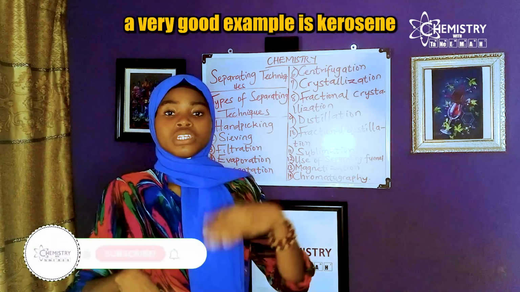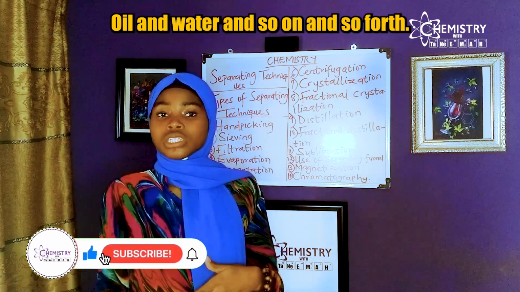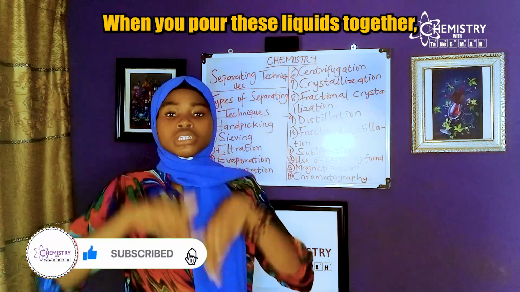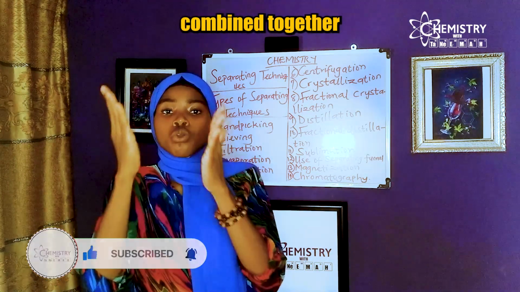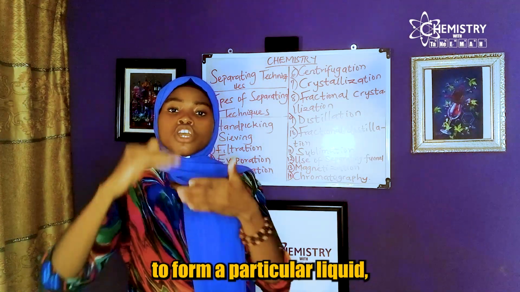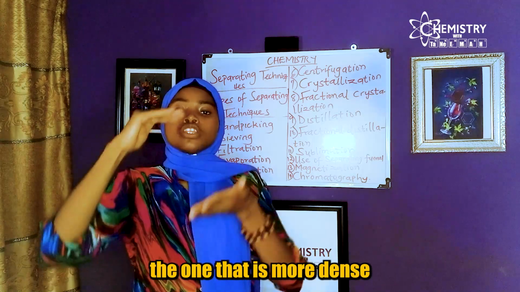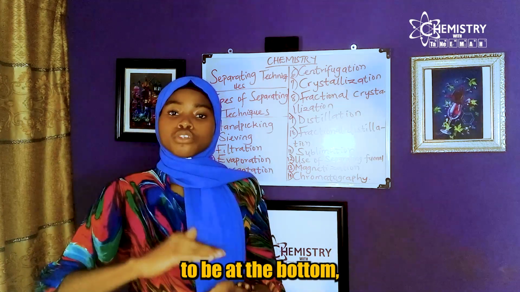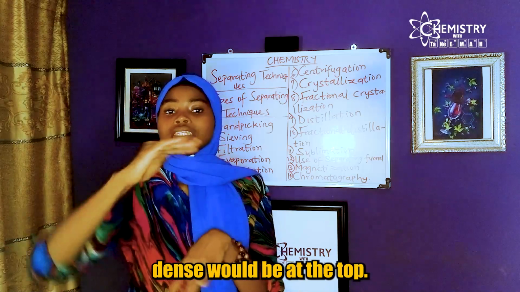A very good example is kerosene and water, oil and water, and so on and so forth. When you pour these liquids together, instead of them combining to form a particular liquid, you will notice that they have layers. The one that is more dense will be at the bottom, while the one that is less dense will be at the top.